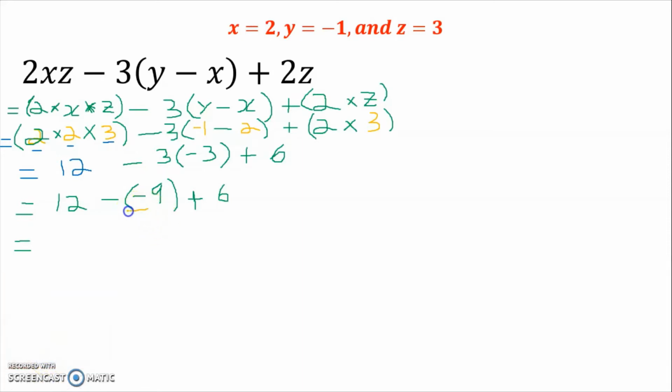So here we have two of the same signs, and whenever we have two of the same signs next to each other, then the resulting sign would be positive. So negative times a negative would give you a positive. So we get 12 plus 9.